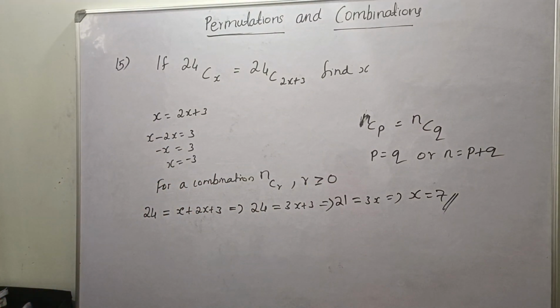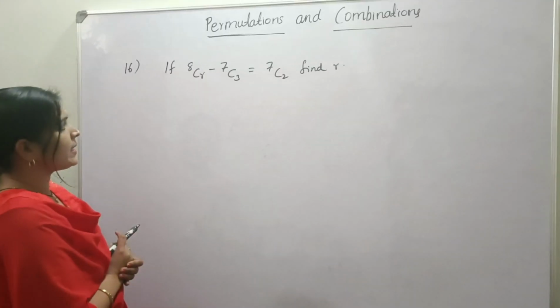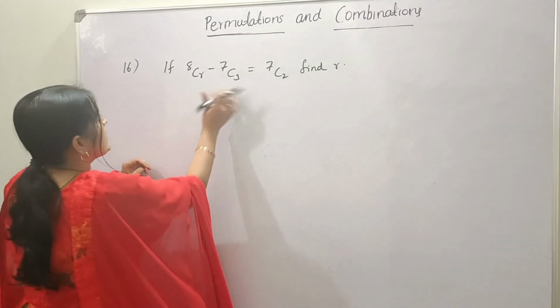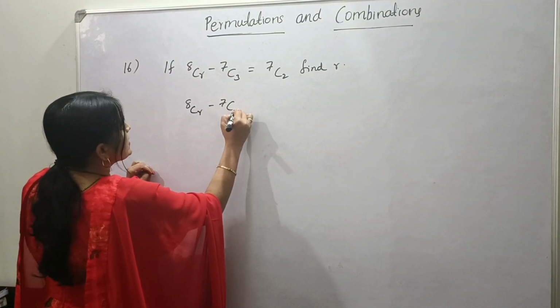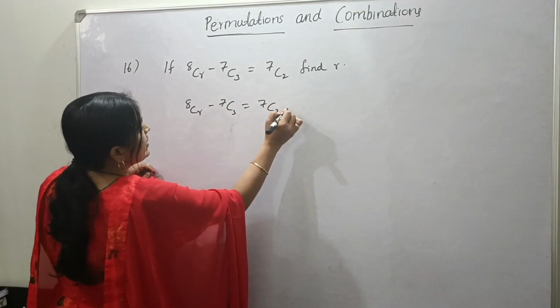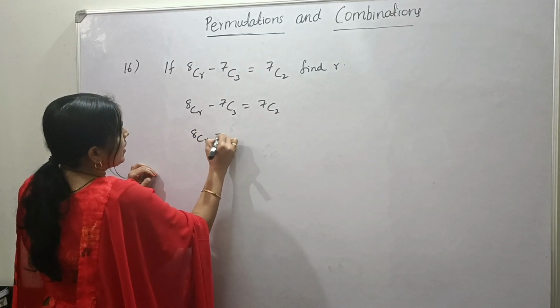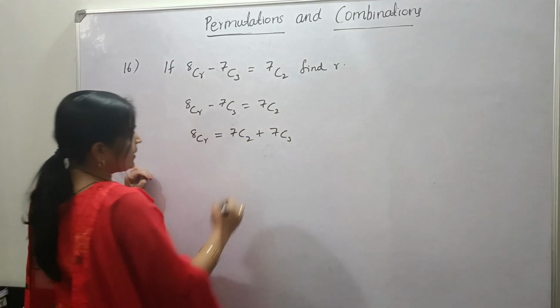If 8Cr minus 7C3 is equal to 7C2, find r. It is given 8Cr minus 7C3 is equal to 7C2. Let us take this one here: 8Cr is equal to 7C2 plus 7C3.